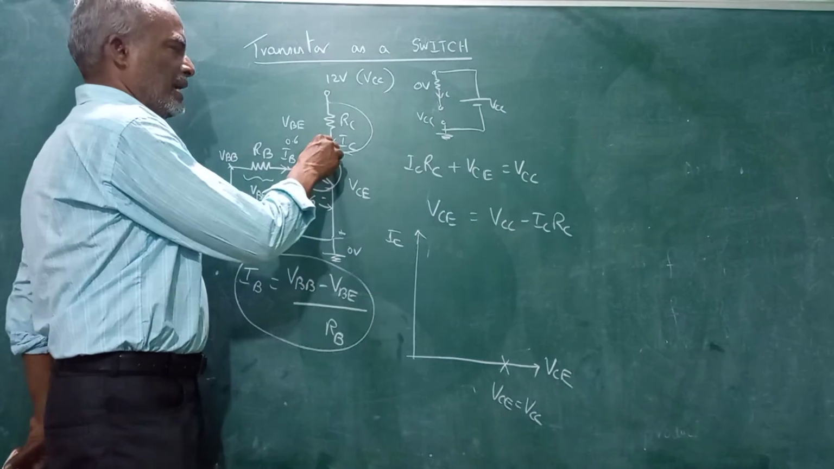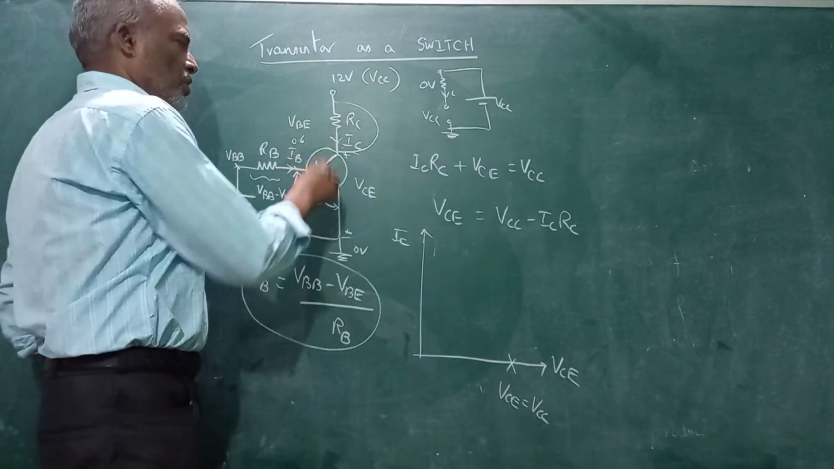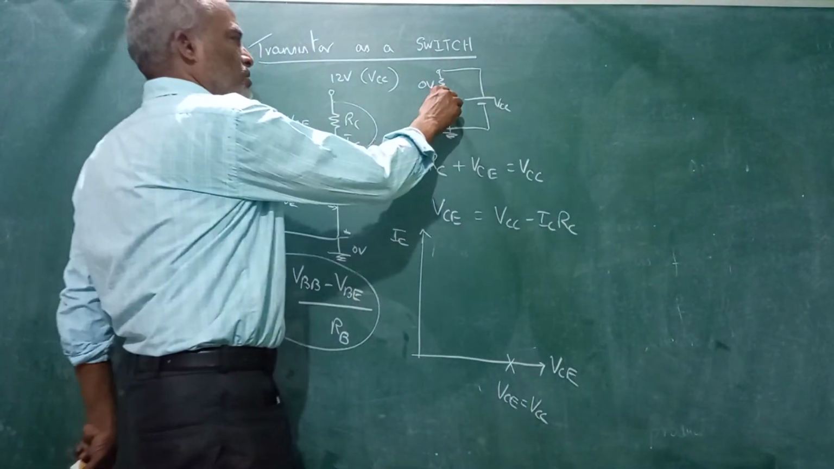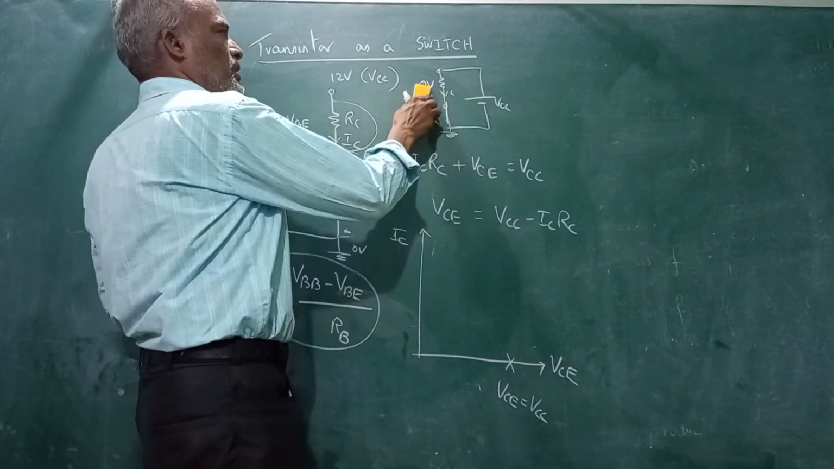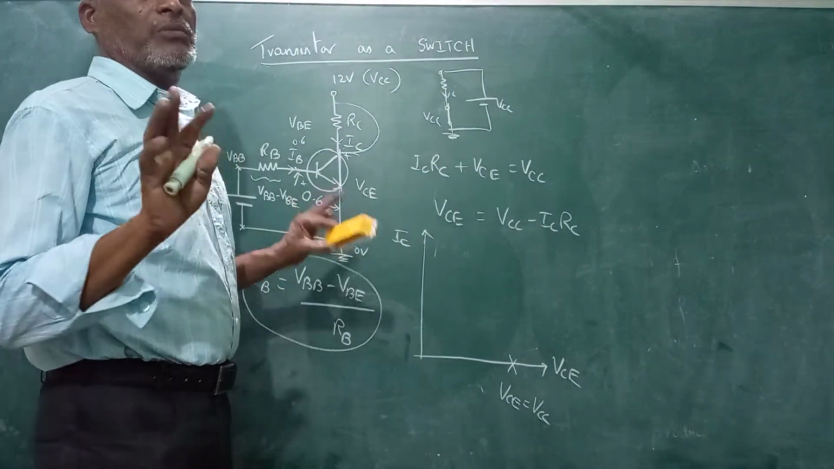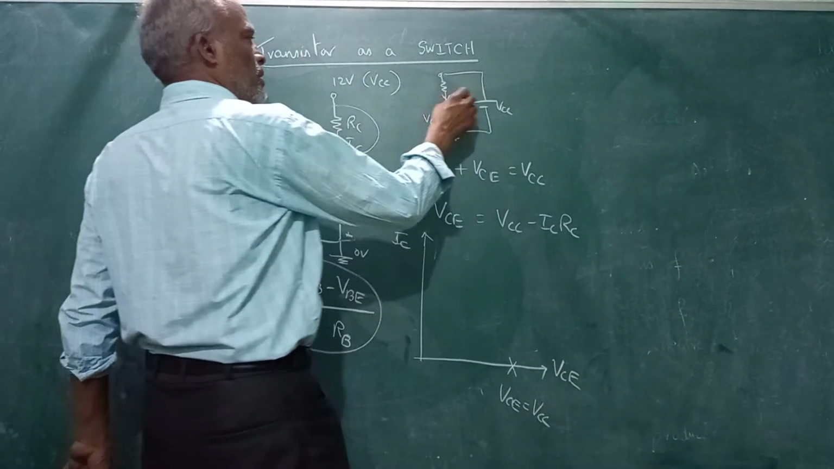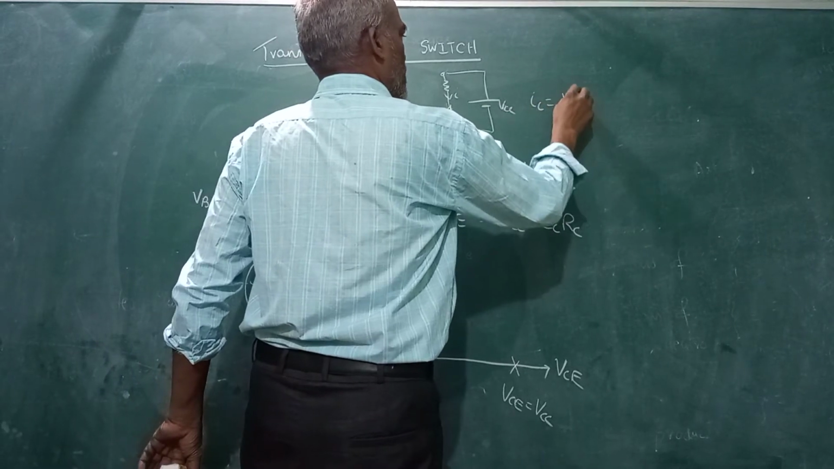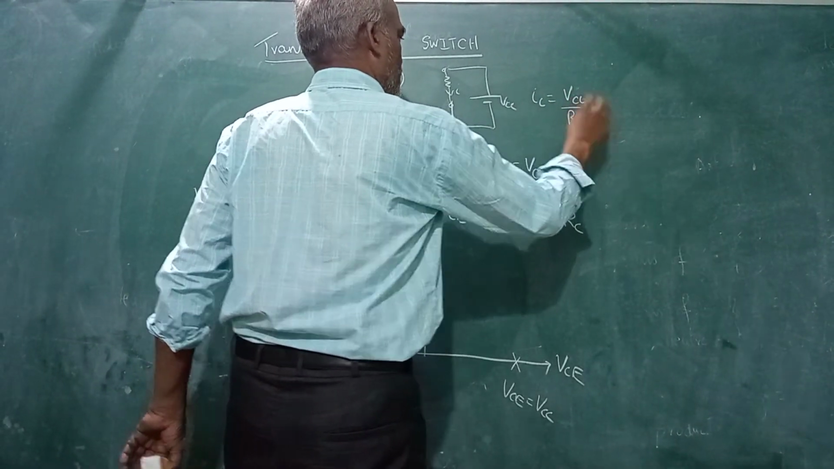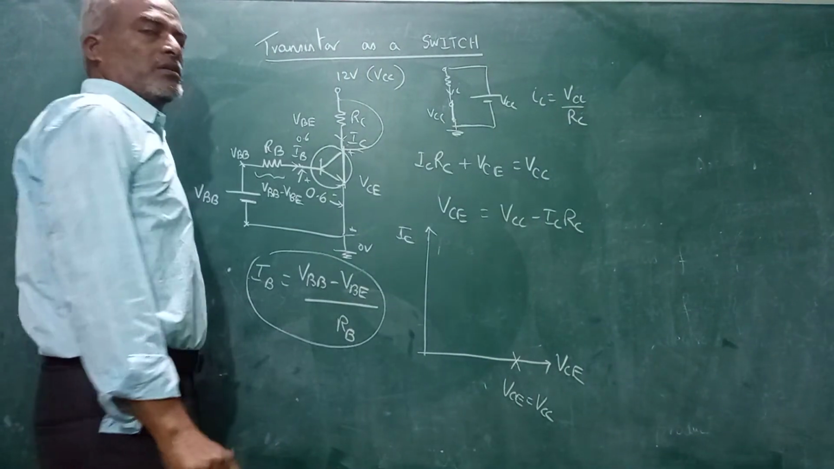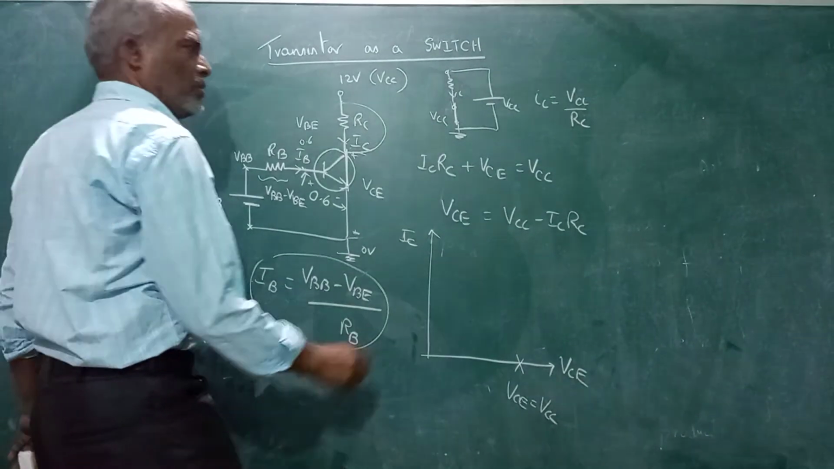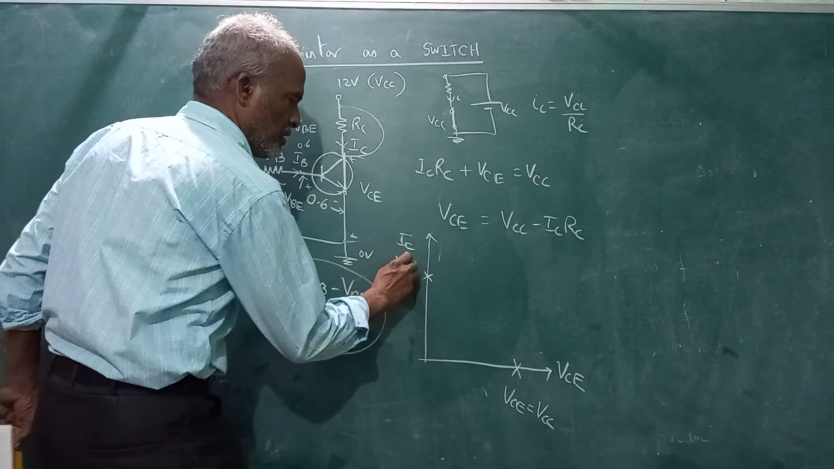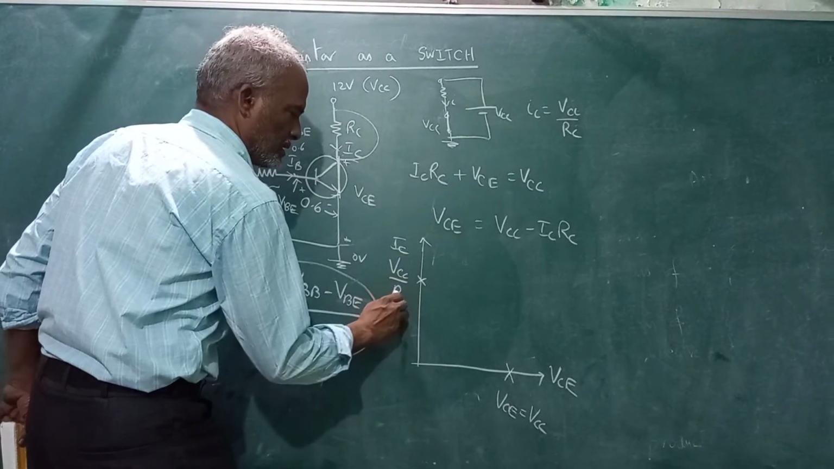Another point, the transistor may be short circuited. That means collector and emitter are short circuited. If that is short circuit, VCE is also short circuited. Now in that case, maximum current will flow. What is the current? The current flowing, that is IC, is equal to VCC by RC. That is called the saturation current, the maximum current that can flow. So in this case, the maximum current that can flow is VCC by RC.